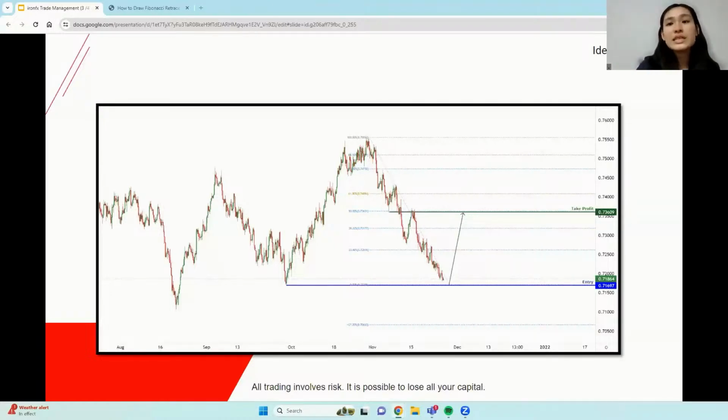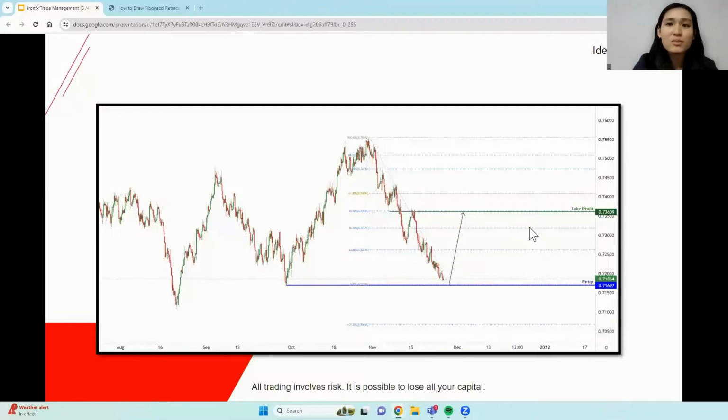Firstly, we have our entry. Our entry is at this swing low here, and our take profit is placed at this overlap level. An overlap level is basically when there are bulls and bears respecting that area, so when there is a swing low as well as a swing high that line up at the same level. We see that this level also lines up with a 50% Fibonacci retracement.